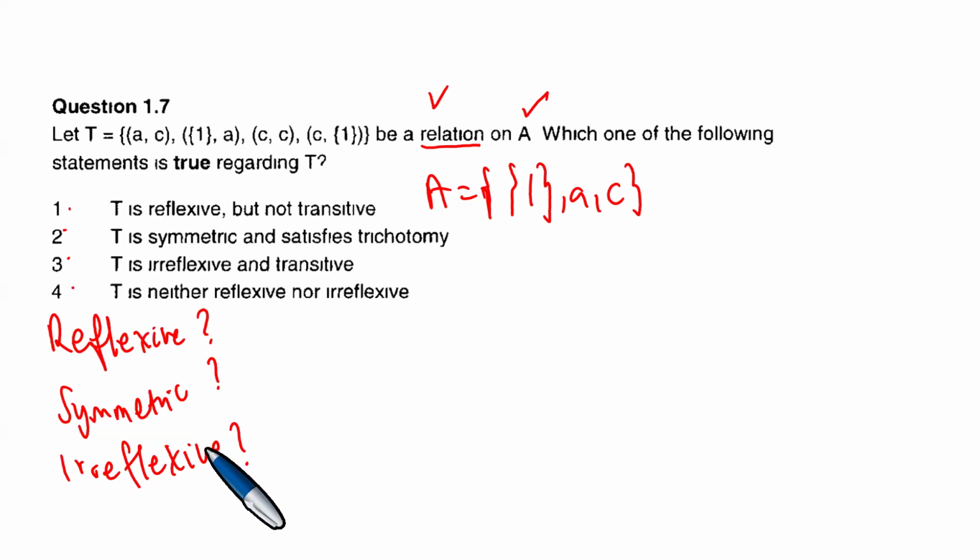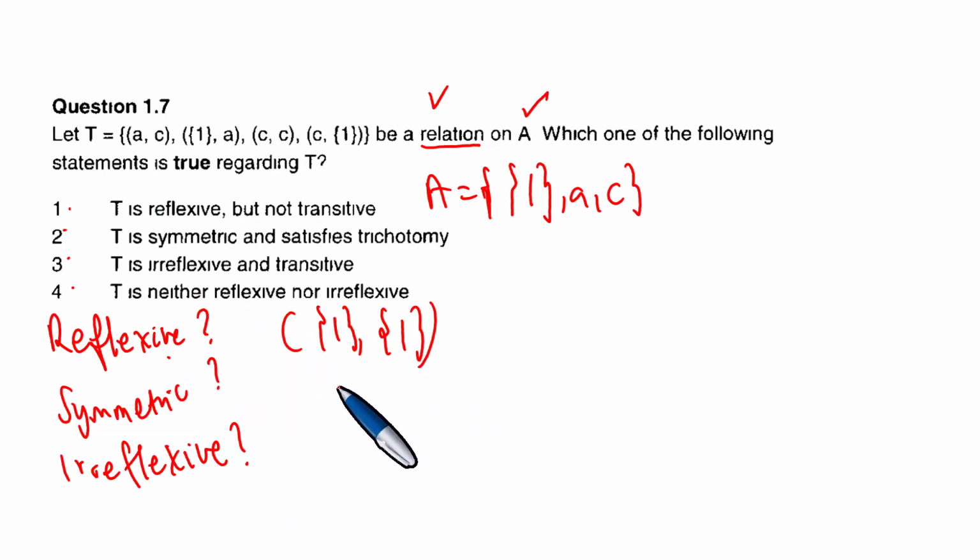So now, if it is reflexive, every element must be related to itself. Let us check the singleton 1, 1. Is it related to itself? Right, so this singleton would have to be related to itself. So if this is a relation on A, we would have to check if 1, 1 is there. Clearly, it is not there. This element is not in T, and this is our conclusion. It is not there in T.